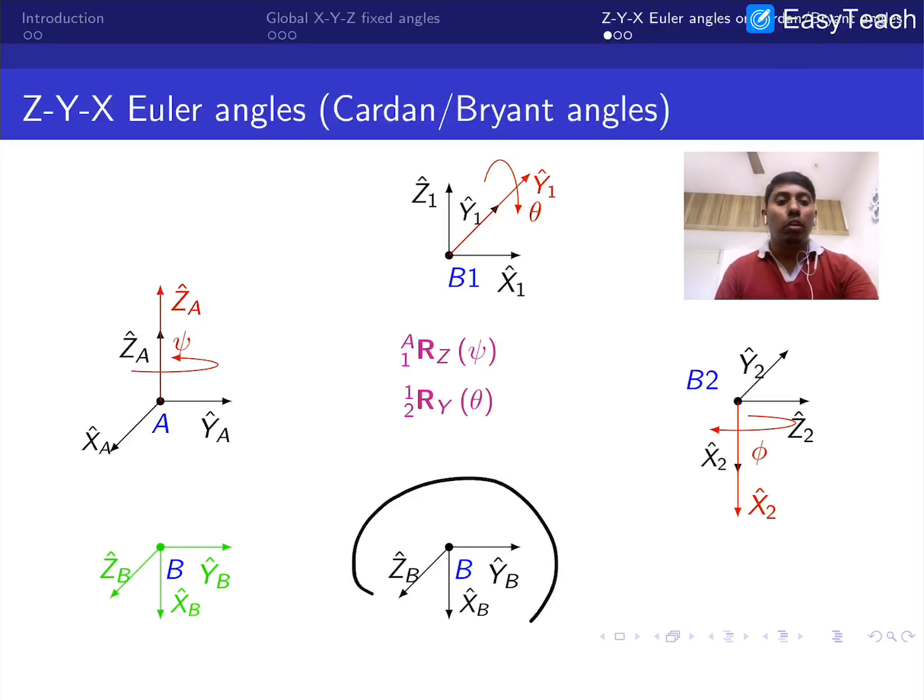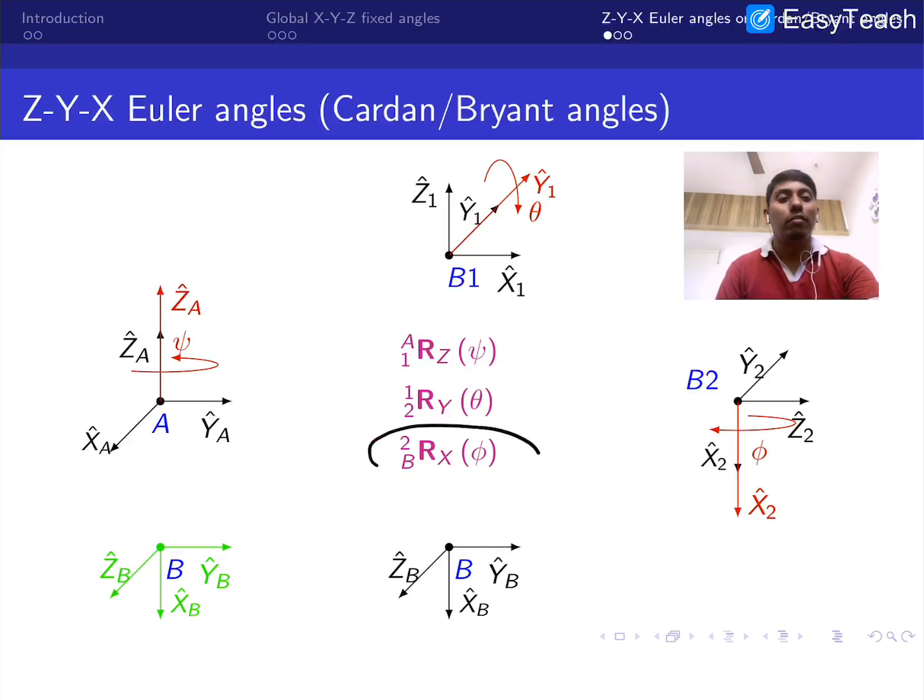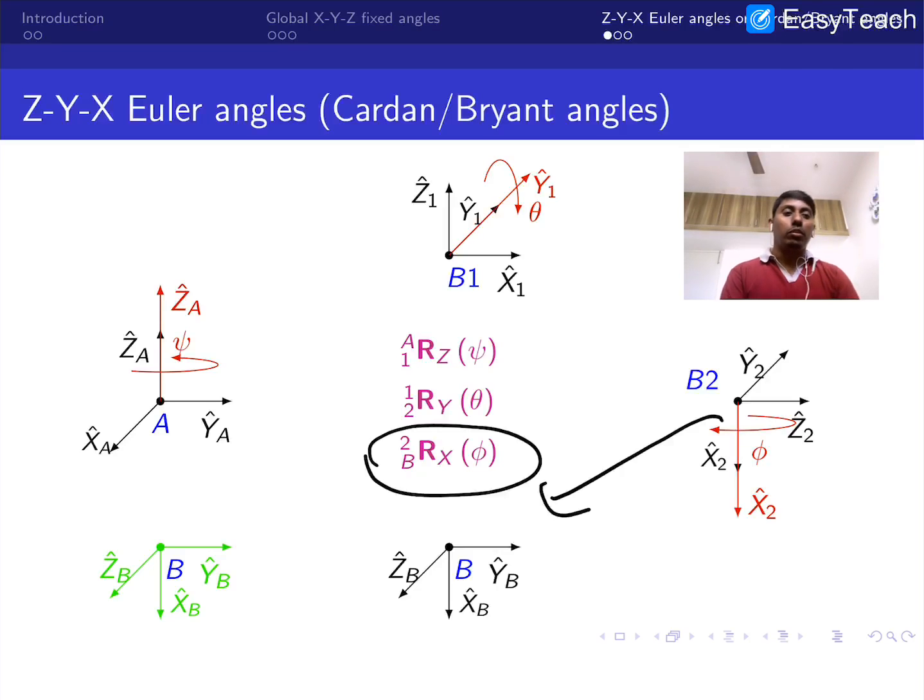Now what transformation or rotation have we done here? We have taken an X axis rotation with the mobile frame, that angle called phi. So you can see 2 to B is simply an X axis rotation. This way you can do it.